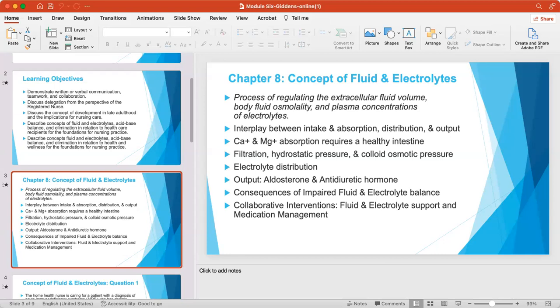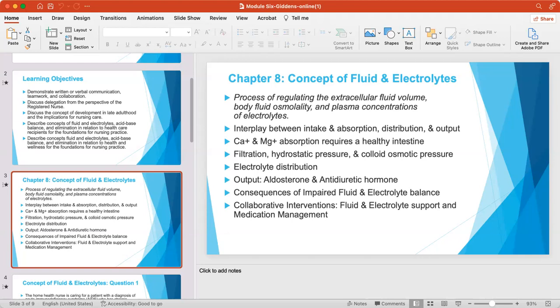There are some important figures in chapter 8 of Giddens. Make sure you look over them so that you can get a better visual. The fluid distribution between the vascular and interstitial compartments occurs by filtration, which is the net result of simultaneous opposing forces at the capillary level. And then you have renal excretion. This provides the largest output of fluid and electrolytes in normal circumstances.